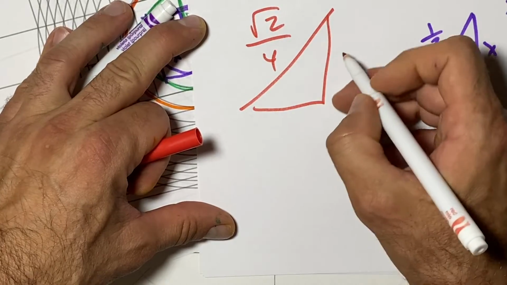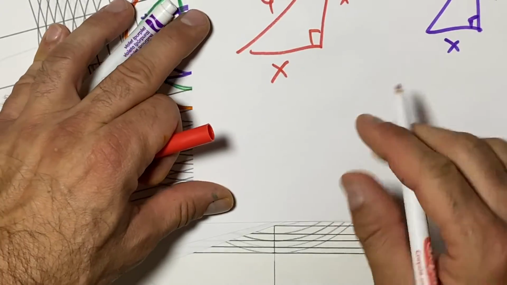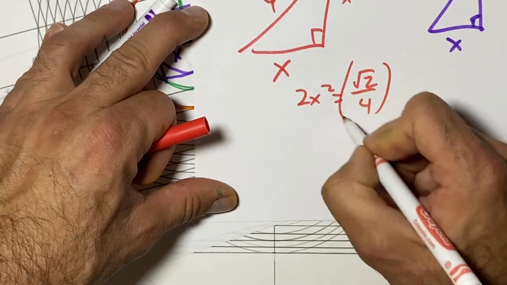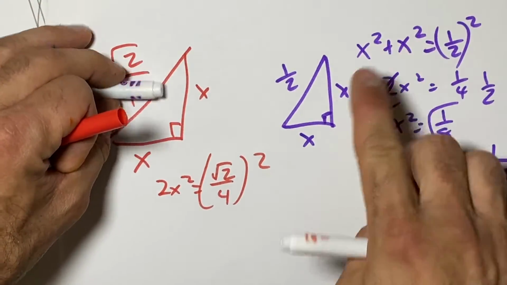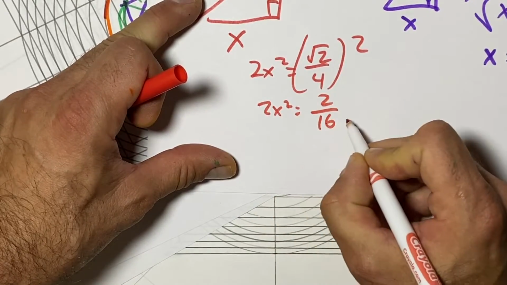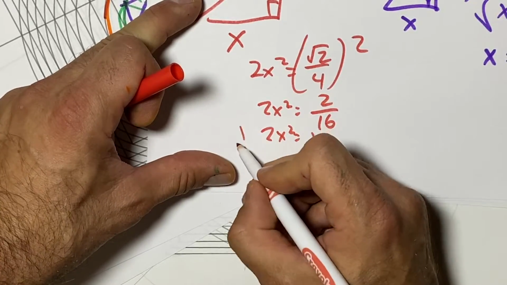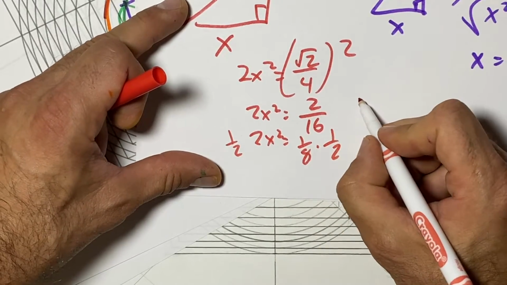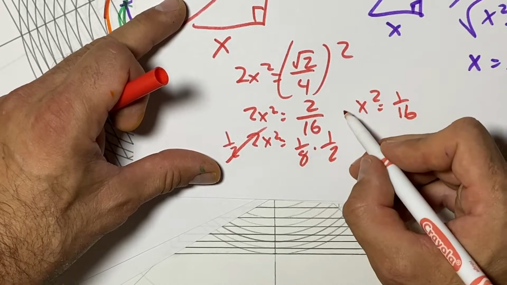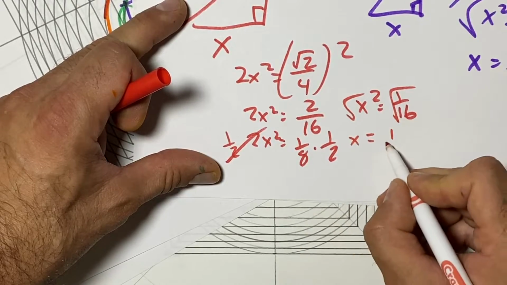And we can just continue this pattern. So 2x squared is going to equal square root of 2 over 4 squared. I added the 2x squared just to save a second. 2x squared is going to be normal 2 over 16, or 1/8. We'll multiply both sides by half. So x squared is 1/16. And when we square root it, square root of 1 is 1, and square root of 16 is 4.